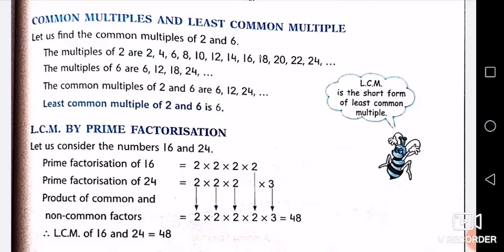Now for finding the least common multiple, there are different methods. The first method is this only: finding multiples, then finding common multiples, and then finding the least common multiple. The second method is finding LCM by the prime factorization method, and the third method is finding LCM by the division method. So let's discuss all these methods before we start the questions.